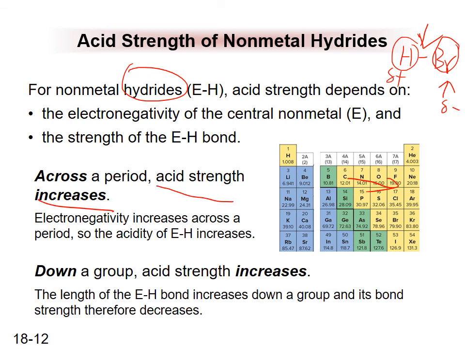Down a group, from fluorine to iodine, for example, atomic size increases. The bond length between hydrogen and the non-metal also increases. When the bond length increases, the bond becomes weaker, and the proton can easily come off, and therefore the acid becomes stronger. So down a group, acid strength increases.